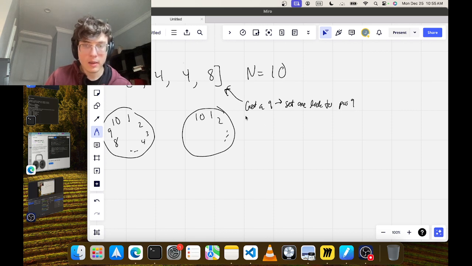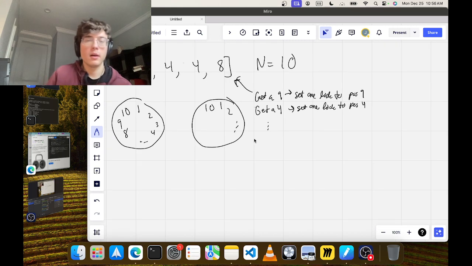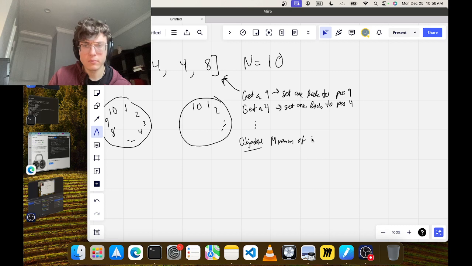Then you get a 4. Set one lock to position 4. It doesn't have to be the same one that you set to 9. Position 4, and so on. So the objective of this task is to find the minimum number of movements, technically it's seconds, to input the sequence.